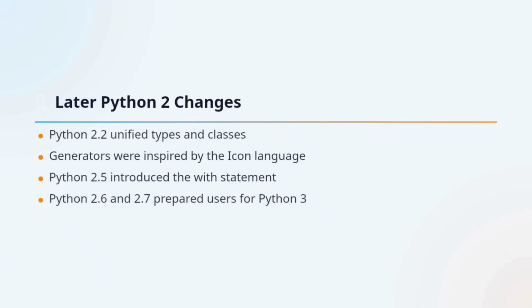Python 2.2 made Python's object model more consistent by unifying types written in C and classes written in Python into one hierarchy. It also introduced generators, which became extremely useful for efficient iteration.